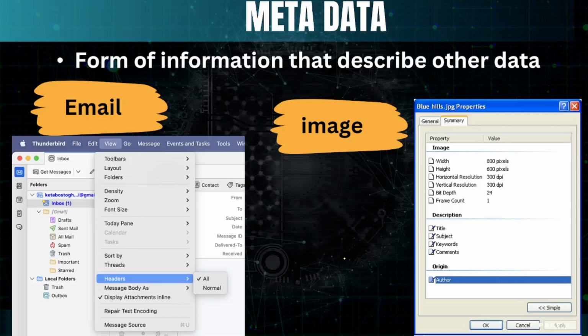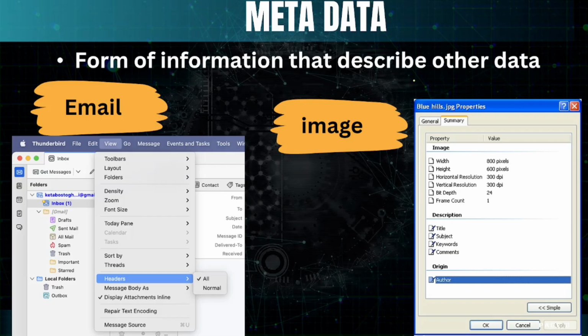Next one is metadata. When you are working with unstructured data, it becomes very difficult to get the information. For that reason, we talk about metadata. What is the meaning of metadata? It is a form of information that describes other data, which means it is data about data.